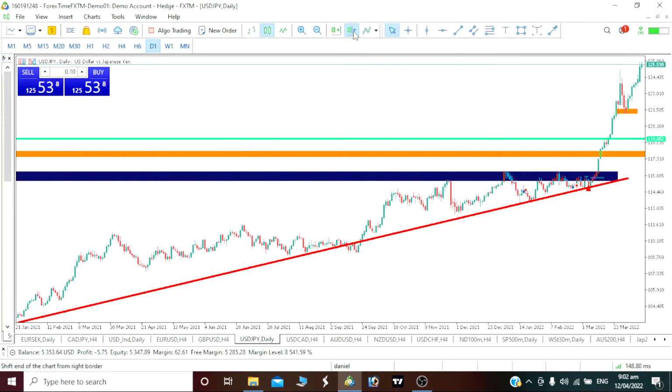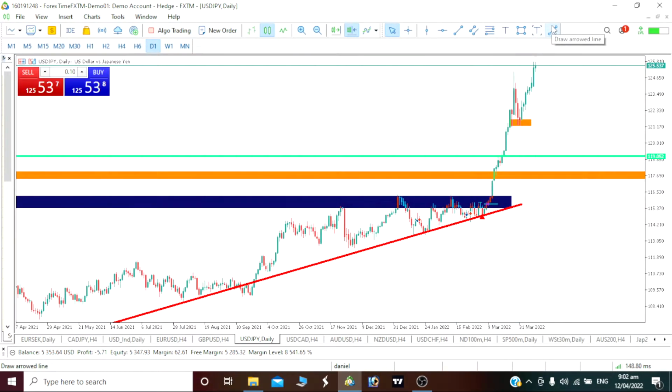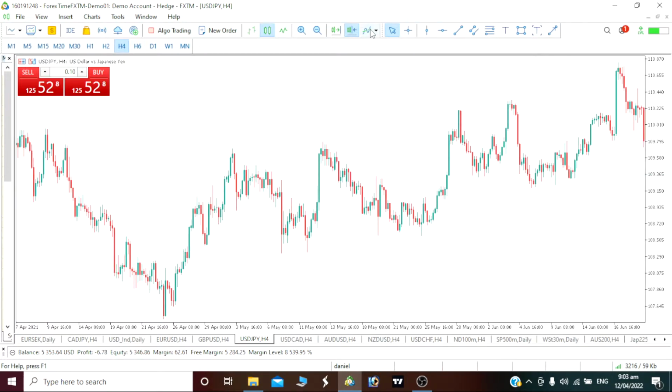Now on our USDJPY, since our USD index is very bullish, we should be going bullish. But I think before we take our bullish trade, let us wait for a reversal. Let's see if we can get a retracement.